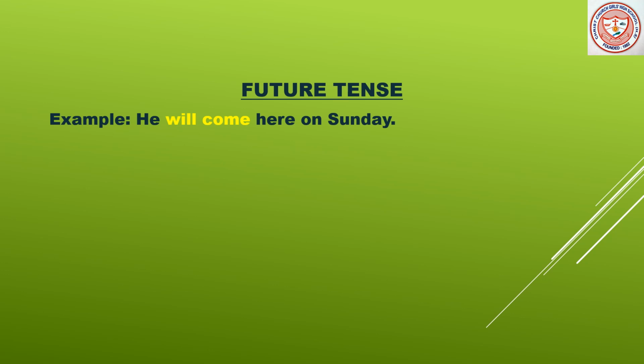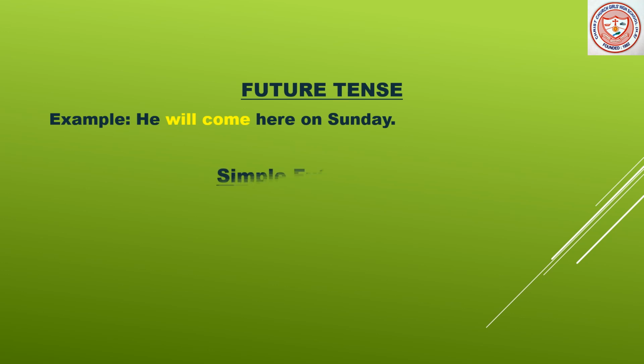Now we will be talking about future tense. Future tense is a verb form that generally marks the event described by the verb as not having happened yet but expected to happen in the future. Example: he will come here on Sunday. In this sentence, we have used will as a helping verb and the base form of the verb come.